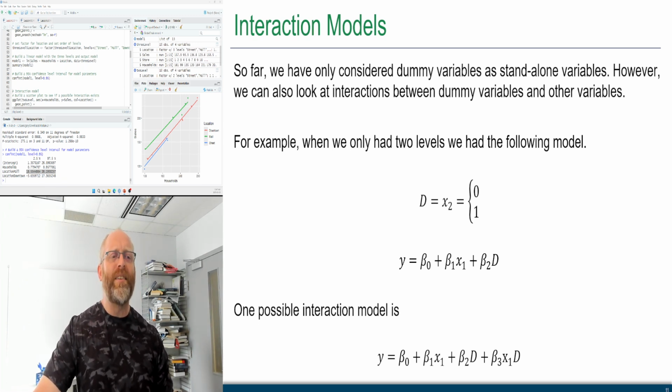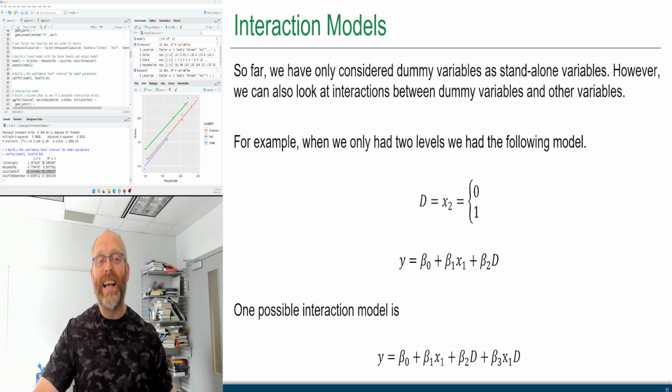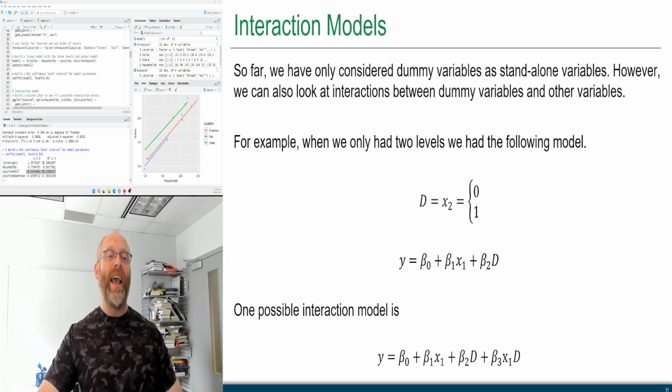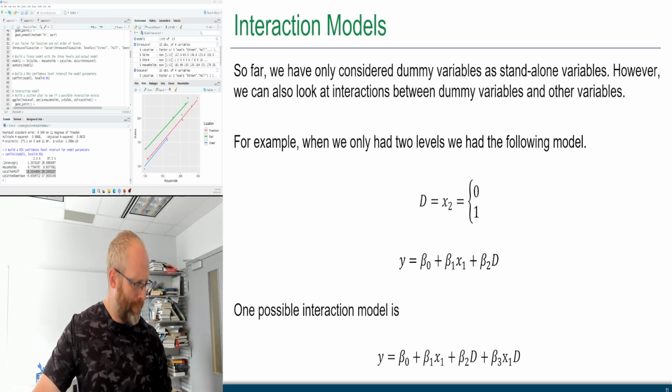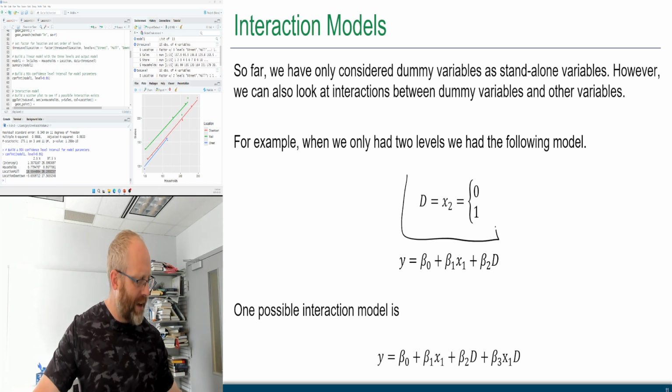So far we have only considered dummy variables as standalone variables, so they don't interact in any way with the numerical variable. However, we can also look at interactions between the dummy variables and other variables. We're going to look at an easy example of just the dummy variable and our numerical variable, and what we should expect to see if we graph these things. We'll stick with two levels, because this extends all the way up to k levels. We're still going to have the k-1 dummy variables. So let's say our dummy variable, x2, we'll call it d, only takes the values 0 or 1.